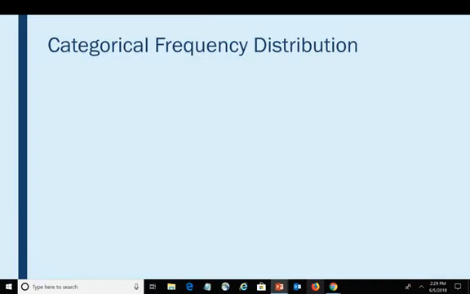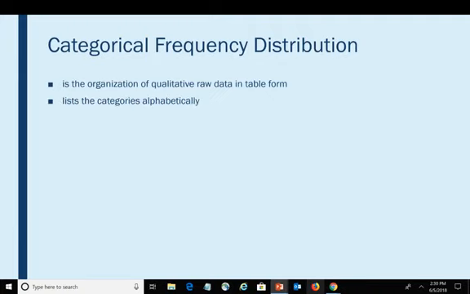Specifically with qualitative data, we use what is called a categorical frequency distribution. And that is simply the organization of the qualitative raw data into a table form. Frequency distribution is a fancy statistical term for a table. Each table will list the categories alphabetically. Those categories or groups are called classes.